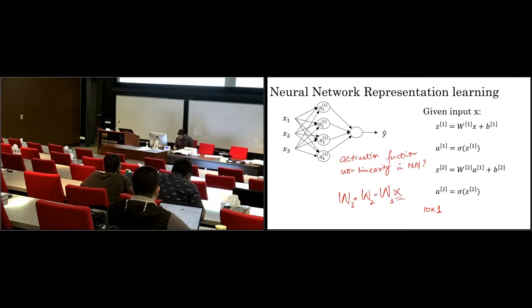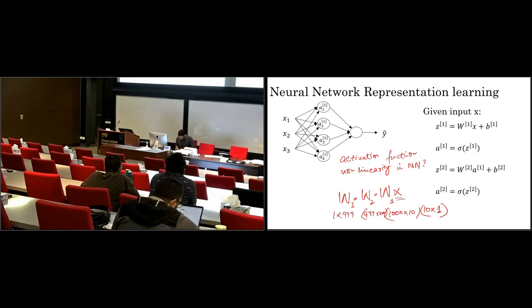1000, okay. So W1 is 1000 by 10. How many rows for W2? Okay, 1000. I will change it, I'll make it 999 so that we can see the difference. So 999 multiplied by 1000. And for W3, let's say 1, the output layer is 1, because let's say it's a binary classification problem. So 1 multiplied by 999.